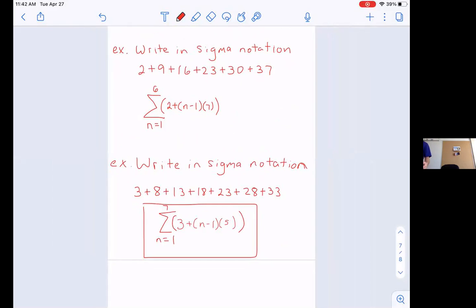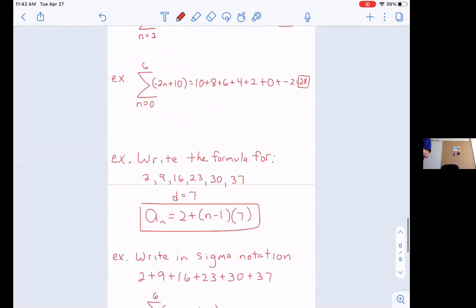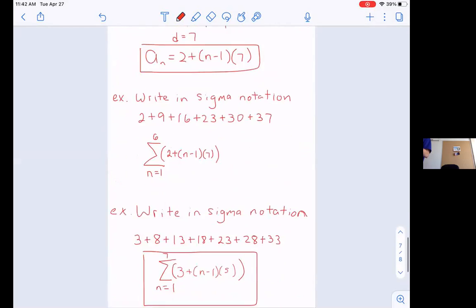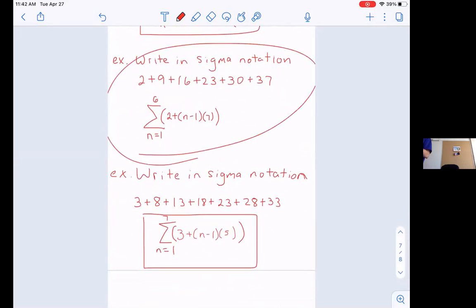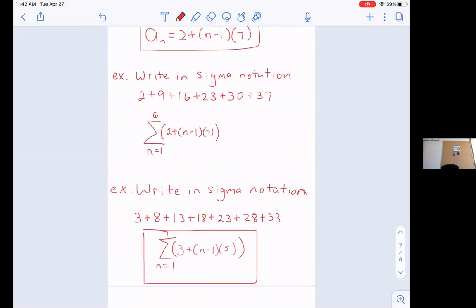All right, so we did 2 major things. The first one was, given the sigma notation, to find the numbers and then find the sum, to actually find the summation. And then the second one is to write something in sigma notation. So does anybody have any questions on either of those ideas? Guys ready to be on your own?